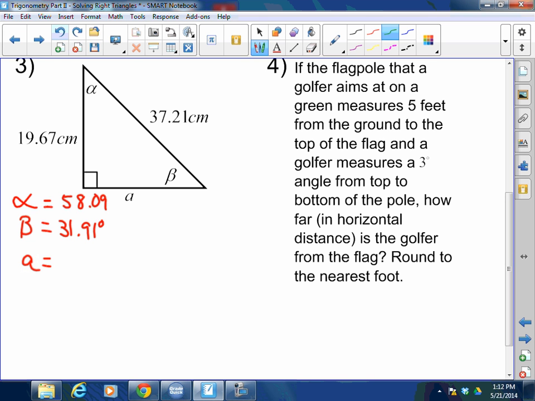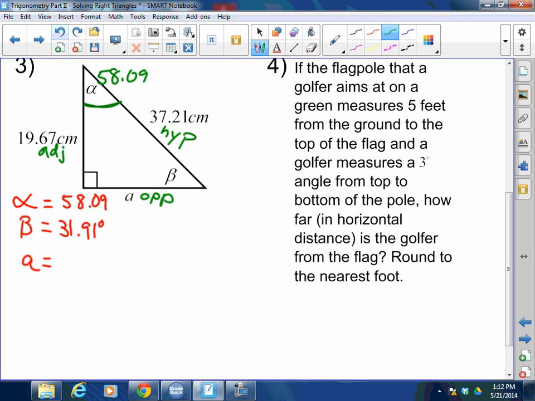Great job. So, to find A, you said you wanted to work with alpha, which is 58.09. From alpha, what is A? From alpha, what's 19.67? And from alpha, what's 37.21? Now you have, again, more choices. You can use either opposite or adjacent or opposite over hypotenuse. Again, what would you like to use?